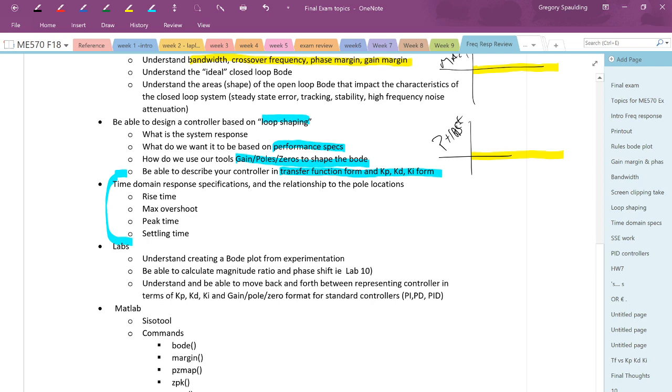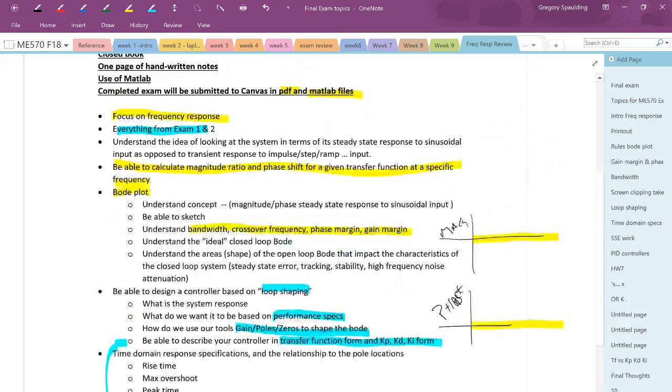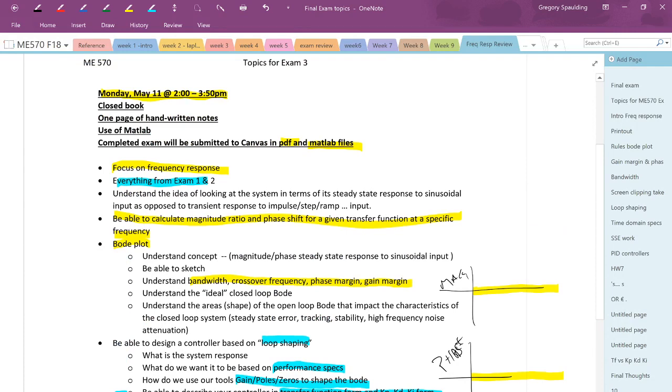Know some of the commands: Bode, margin, pzmap, zpk, step, all the commands we've been using in lab and in homework. Be able to use them fluently, write scripts, live scripts for this, and work the problem. I'm going to try to make the exam a little bit shorter, so that you have time to deal with all the issues. We will do the whole thing in 1 hour and 50 minutes and submit it on Canvas. And so that is the topics for the final exam, the third exam.